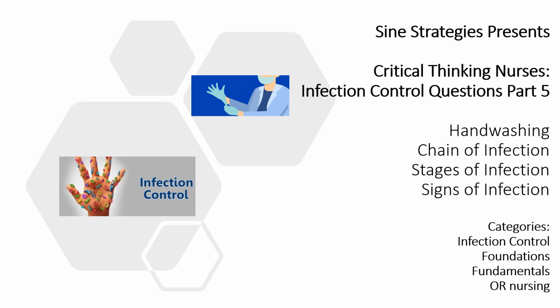In this video, we are going to be doing more infection control questions. This is part 5: hand washing, chain of infection, stages of infection, signs of infection. We will have 5 questions. I will read the question to you. I will give you a second to try to critically think through the scenario and come up with your own answer. Then I will read the options and we will discuss.